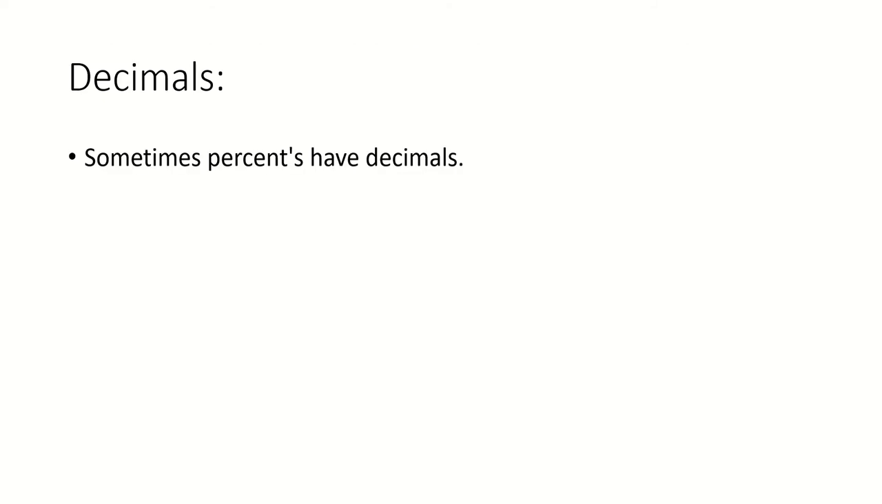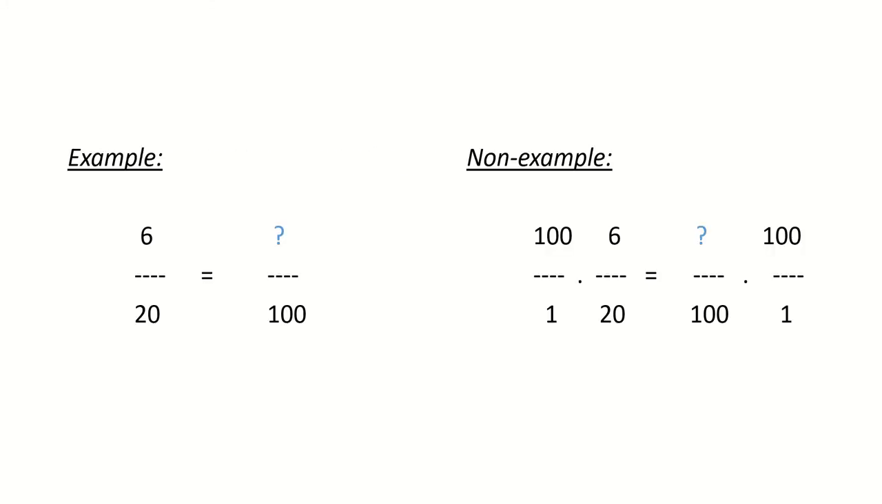Sometimes percents can have decimals too. Here's an example. 6/20. This is our ratio. I want you to find if we need to use decimals or if we need to use just a whole number to find 20 times something equals 100. What is our times something? Take a moment. It'd be 5.